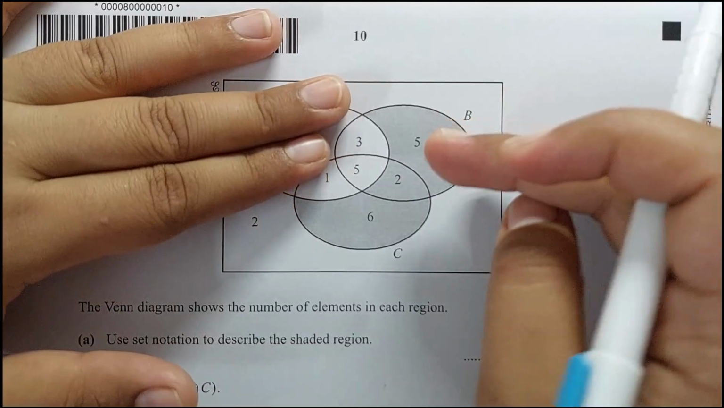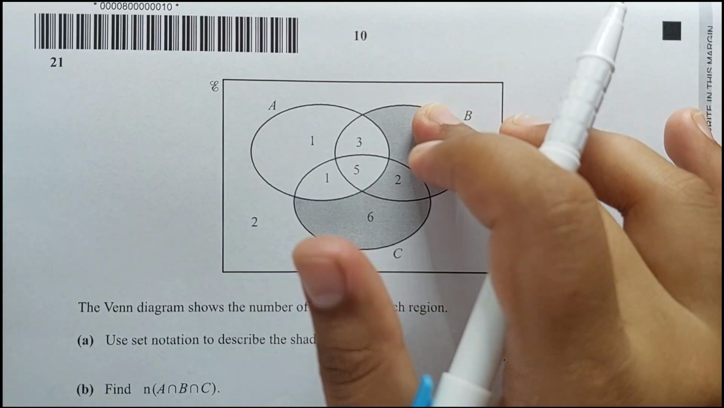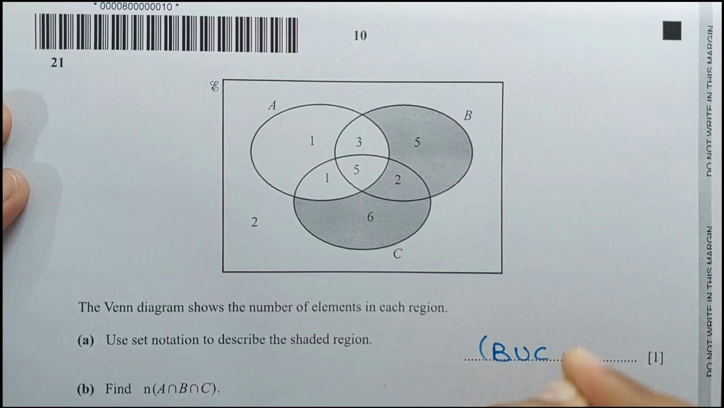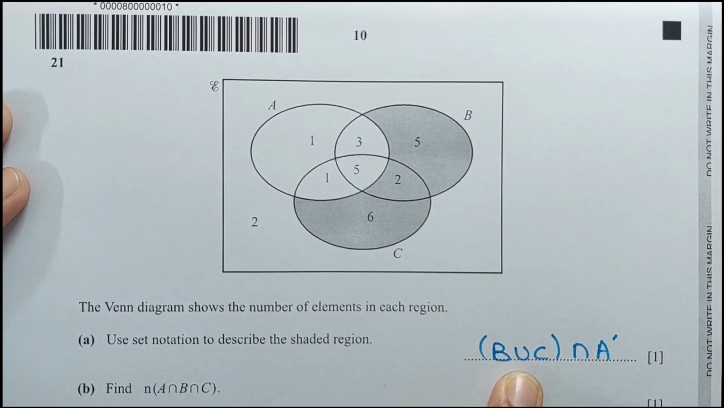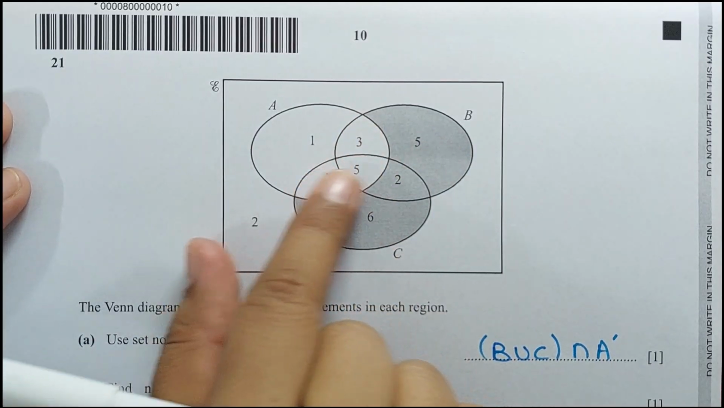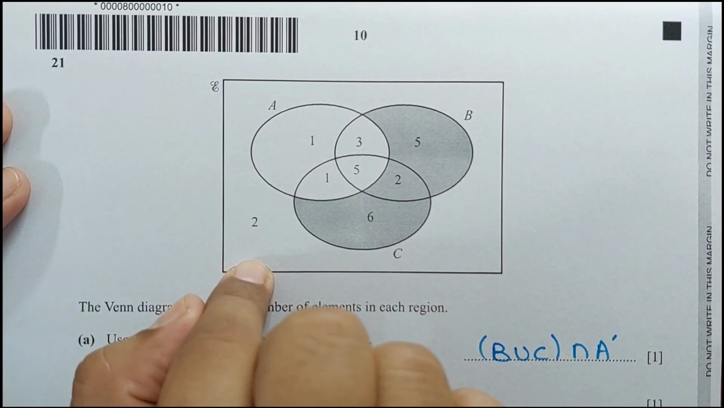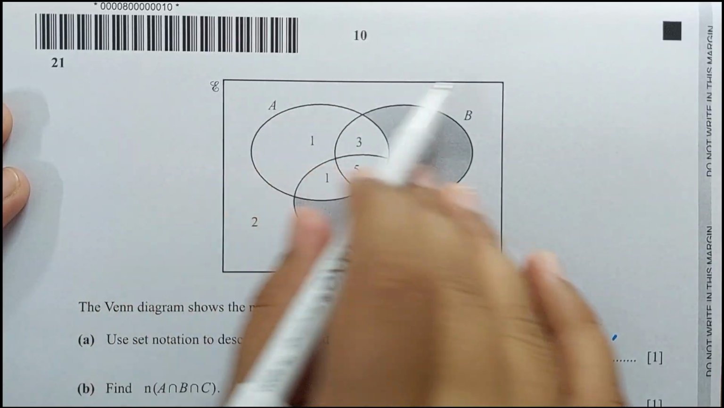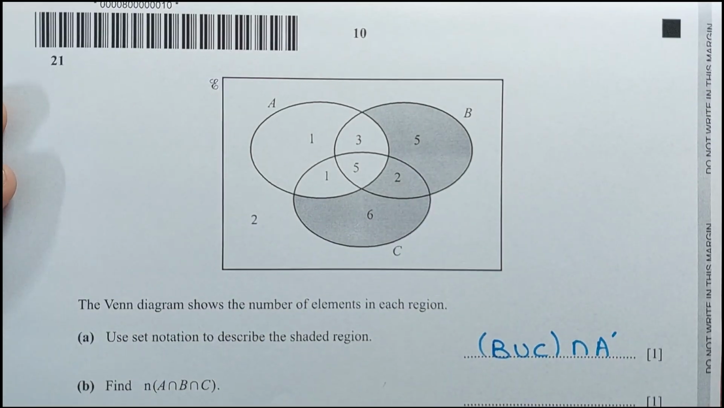So it becomes B union C, but A is not shaded, so its intersection with A complement. B union C and its intersection with A complement. Let me explain one more time. You can see B is shaded and C is shaded, so B union C. Now the portion of set A which is in B and in C is not shaded, and A is not shaded. So what is A complement? A complement is the region outside of A, everything other than A. So take this union and its intersection with A complement, and that would be the shaded region.